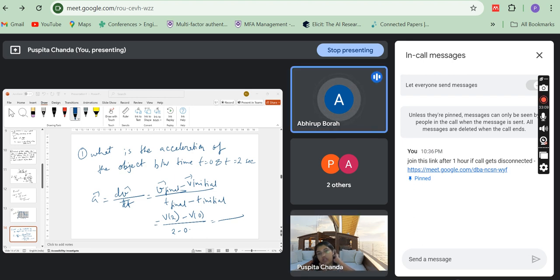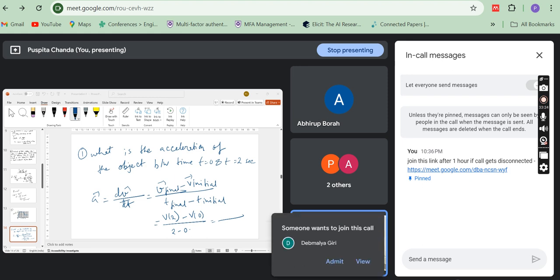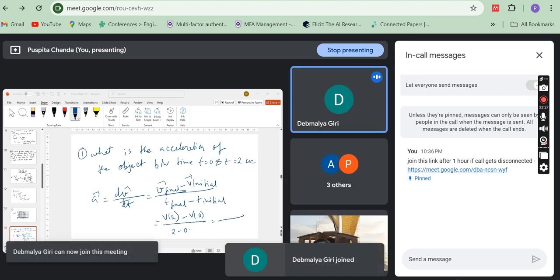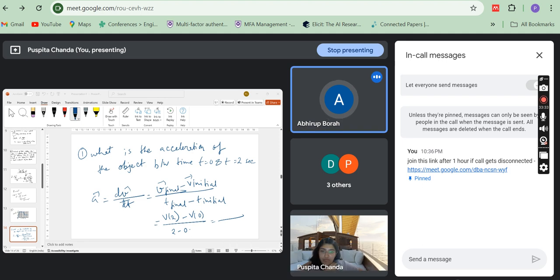Ma'am, can you suggest some books for brushing up our math fundamentals, like calculus and stuff? Mathematical methods. Do you want the book for mathematical methods, or normal math books, for brushing up the mathematical machinery that you require for this course?